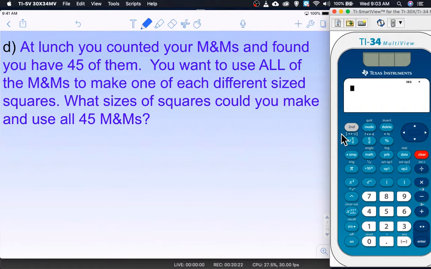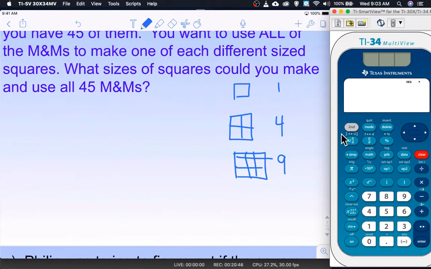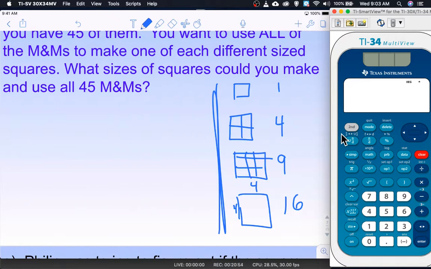All right, so I'm just going to start listing off my perfect squares, numbers of M&Ms I could use to make a square. So I can make a square of 1. I know M&Ms aren't really square, but you get the idea. I could make a square using 4. I could make a square using 9. I could make a square using 16. That would be 4 on each side. I could make a square using 25. That would be 5 on each side.